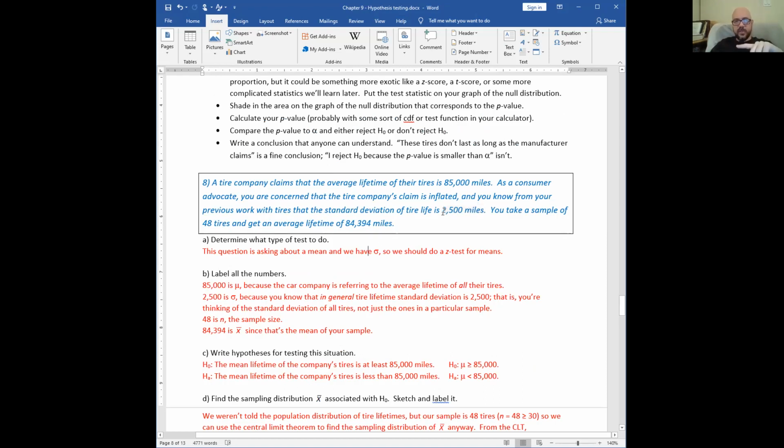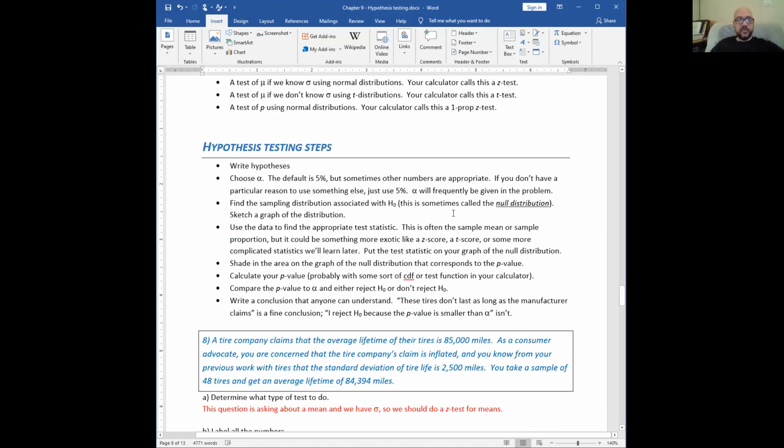So, a couple things to note. Here is the hypothesized mu. That's the mu that's going to go in our hypotheses. We have a sample size of 48 and an x bar of 84,394. We know, essentially by magic here, that sigma is 2,500. So, since we know sigma and we are doing a hypothesis test about mu, we are doing this first one that I had on the list, right?